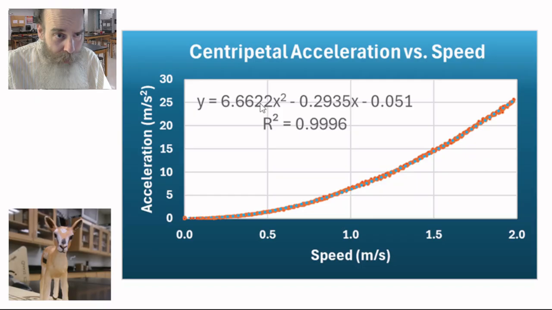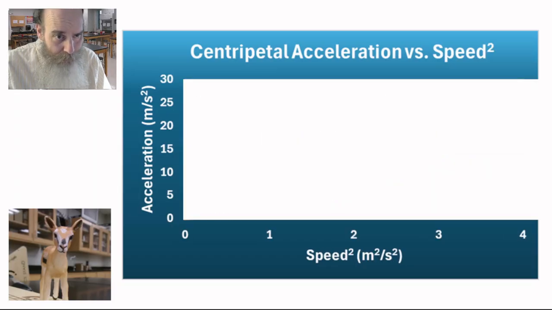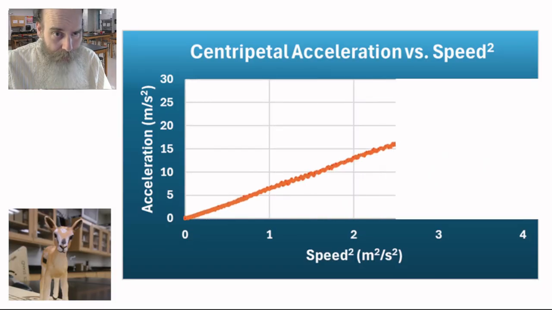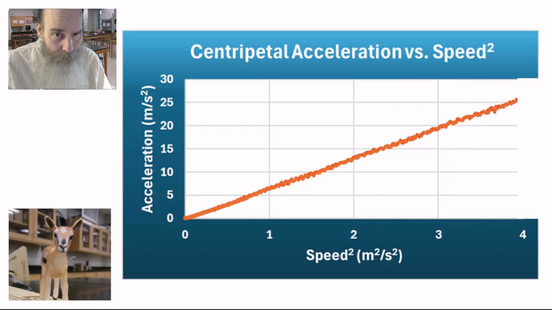Y is proportional to x squared here. And x is a speed, so x squared is speed squared. So this suggests that we should plot acceleration versus speed squared. That's what we did. And we should get a straight line. And that's exactly what we get. Now let's do a fit for this line.